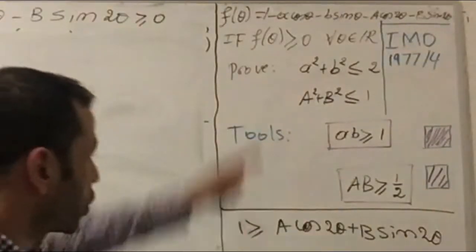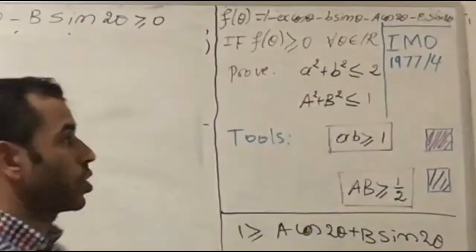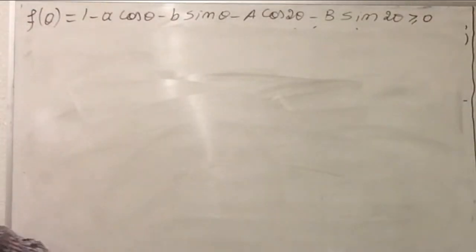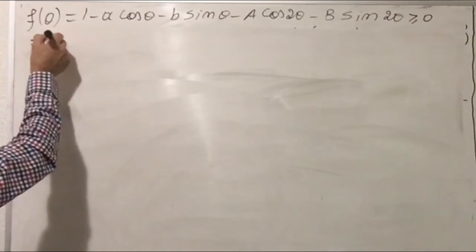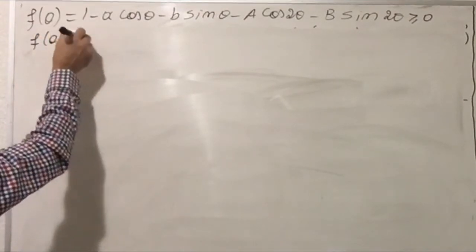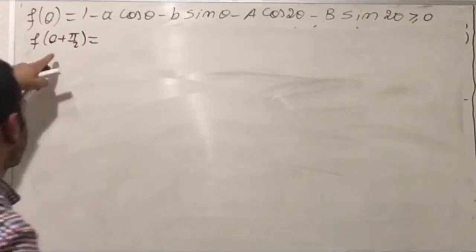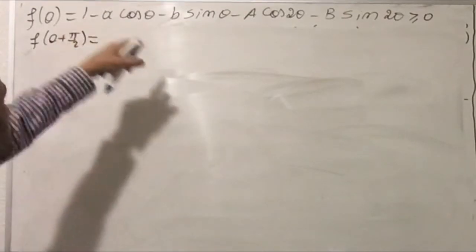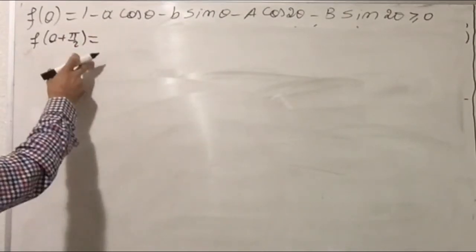I'm going back to my question. Now I'm going to answer my question, okay? I'm going to calculate f of theta plus pi over 2, okay? So this one, by replacing pi over 2 into this inequality, to see what it's giving us.